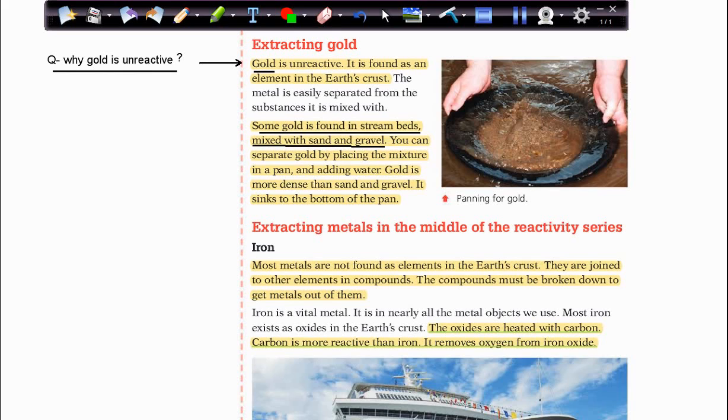We can separate gold by placing the mixture in a pan and adding water. This process itself is called panning for gold. When you place this mixture in a pan and then add water, the gold will sink down and the gravel and sand will float, and you can separate gold from it. So gold is more dense than sand and gravel. It sinks to the bottom of the pan. All this process is called panning.